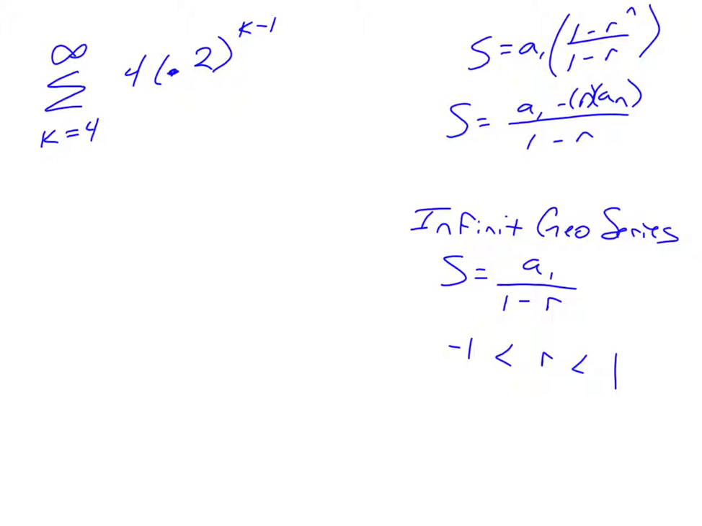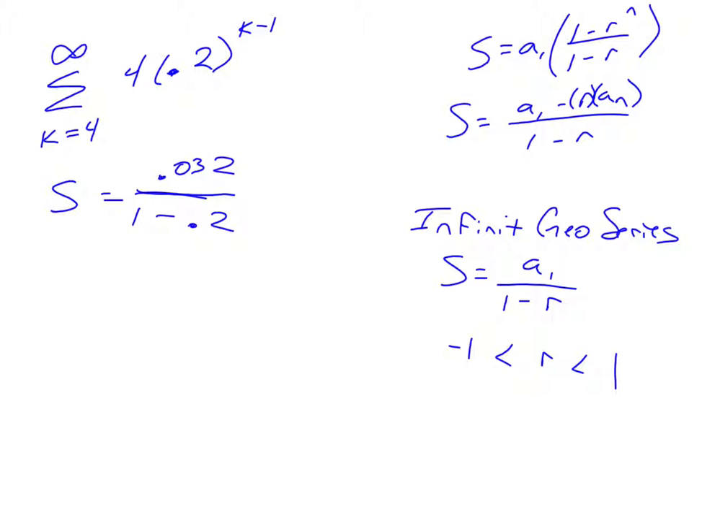Very nice, Bobby. Alright, so for my sum, I need A sub 1 over 1 minus R. We've already pointed out that R is 0.2. So all I've got to find out is A sub 1. And AJ, what do I do to find A sub 1? Plug in 4. That makes my exponent 3. So I need 0.2 to the third, and then I need to multiply that by 4. That gives me 0.032.